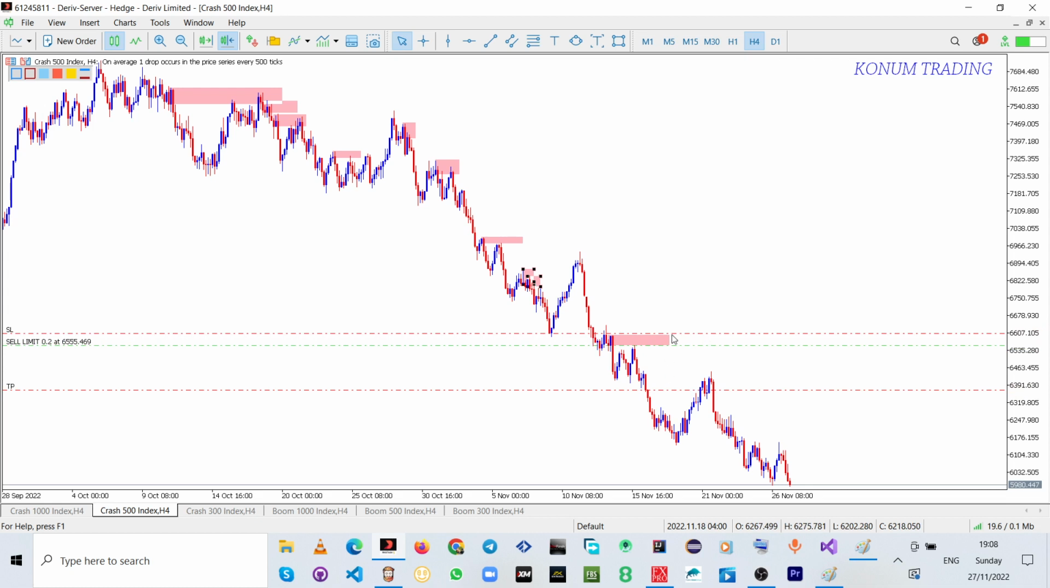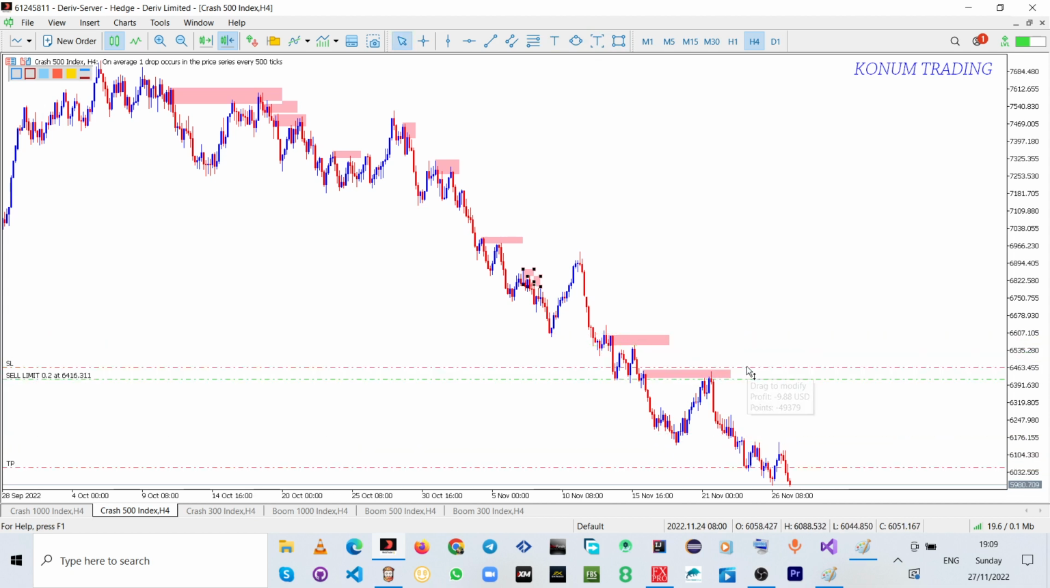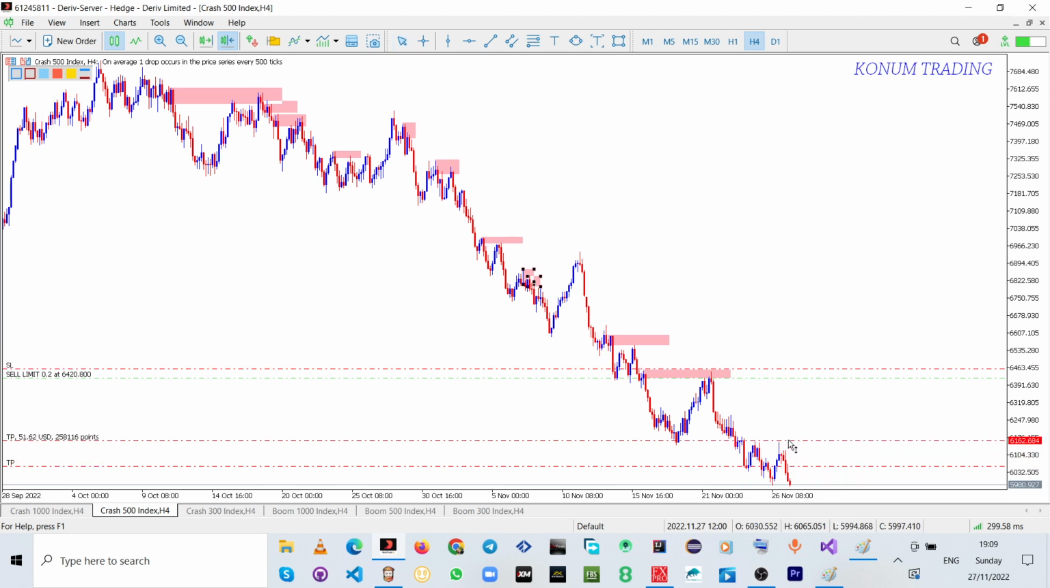A risk of $9 for a reward of $72, guys. This is crazy. These numbers are crazy, guys. The next zone is right here. Beautiful trade, one of the most beautiful trades I've taken. A risk of $7 for a reward of $50.